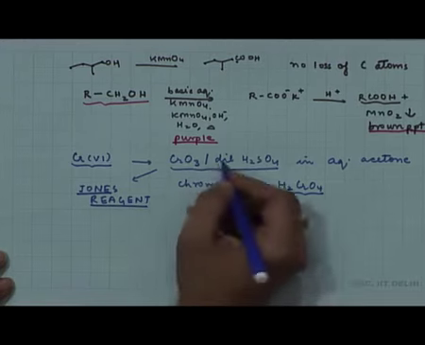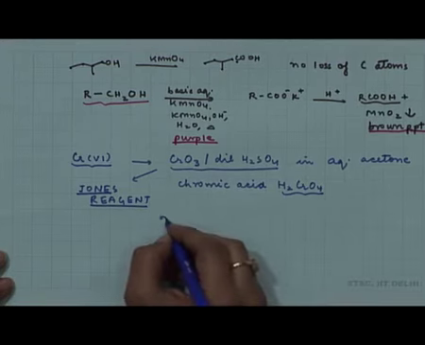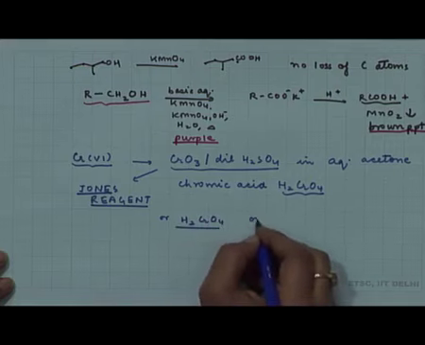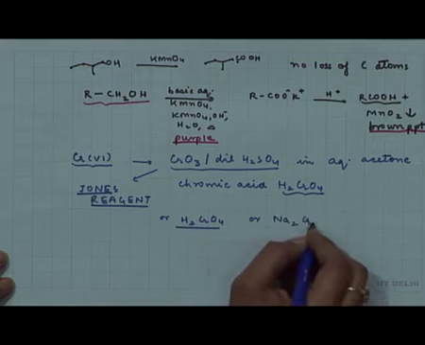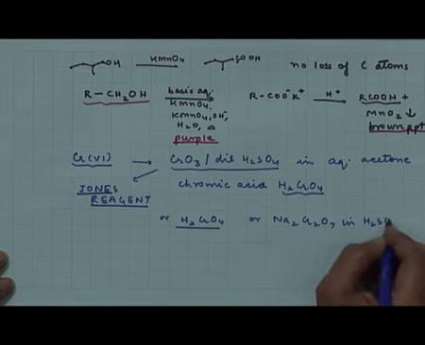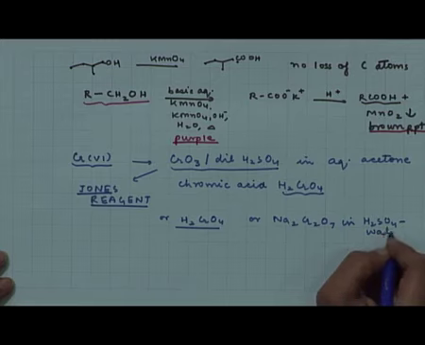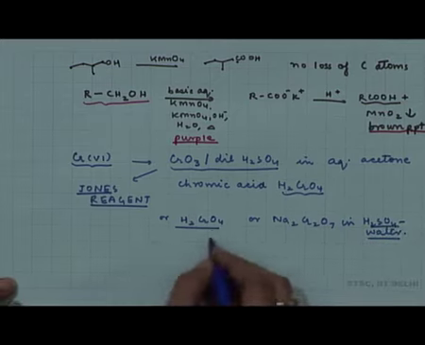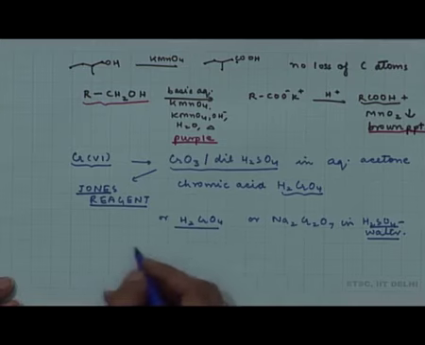Okay, so one, you can use the chromium trioxide, or you can directly use the chromic acid or sodium chromate in H2SO4 water mixture, which again can carry out the oxidation of any alcohol, 1 degree or 2 degree, into the corresponding aldehyde or ketone.